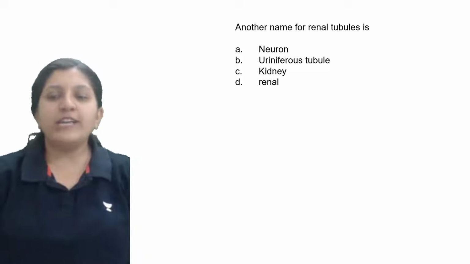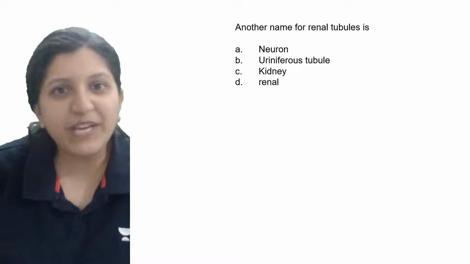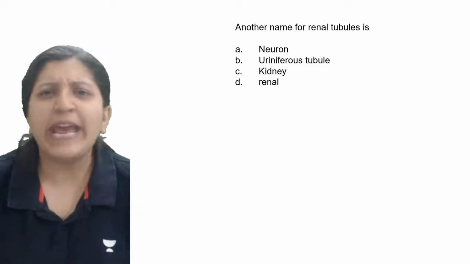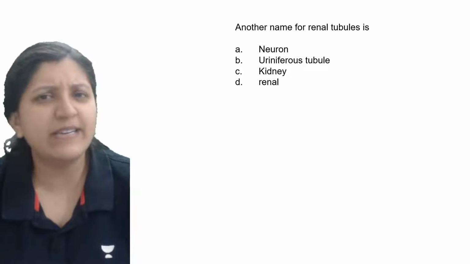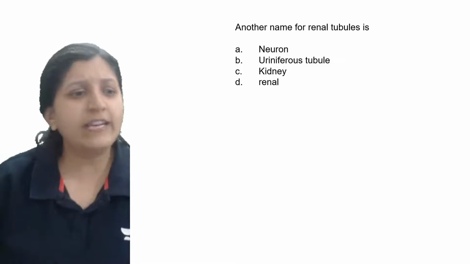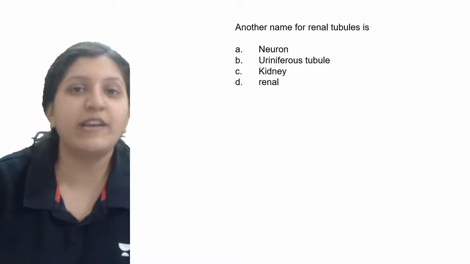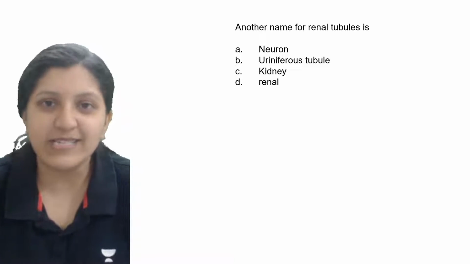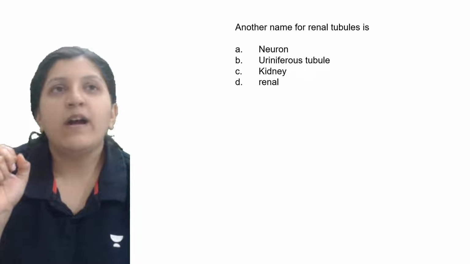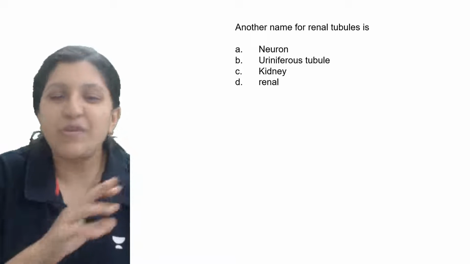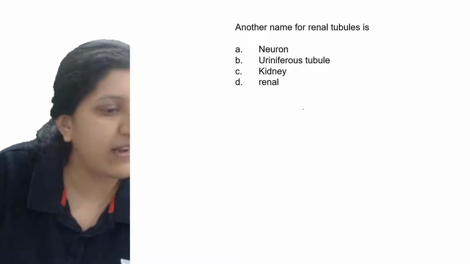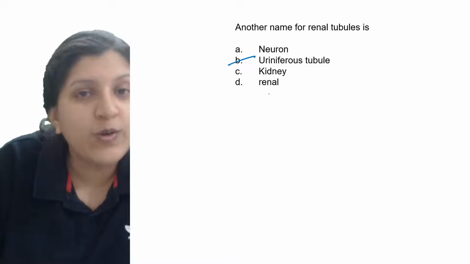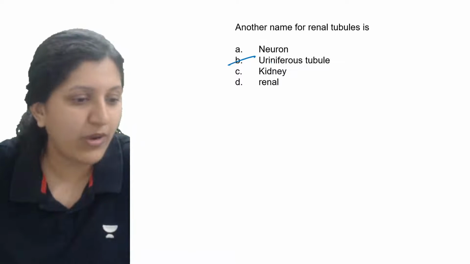Okay, so another name for renal tubule. Like I said in the very beginning of the session, you need to know every alternate name mentioned for any particular part of the body or any particular thing. Just make sure that you remember alternate names also. They can use the alternate names and you might keep thinking what exactly is this. So don't just stick to one particular name. Remember every alternate name. Another name for renal tubule is uriniferous tubule. Not the neuron, not the kidney, not the renal. It is basically a uriniferous tubule.